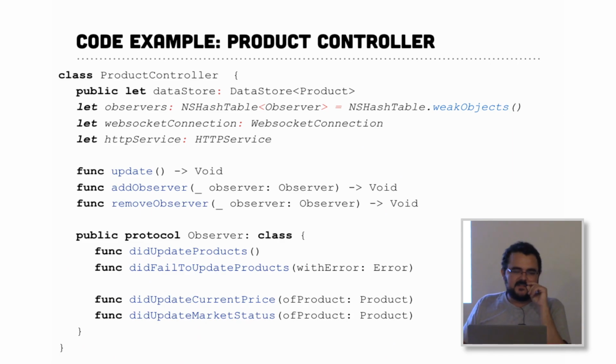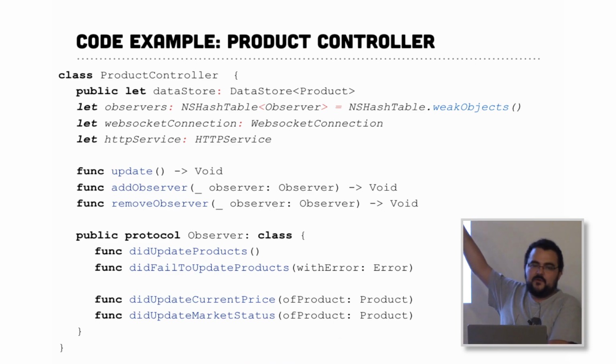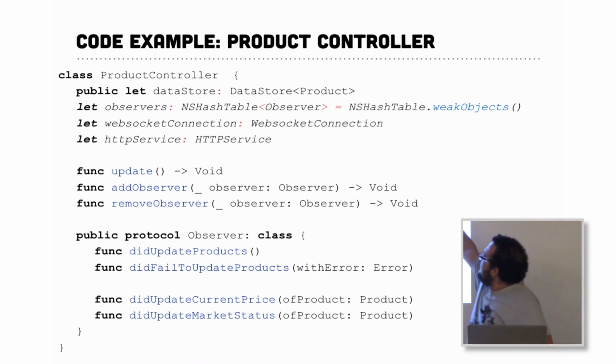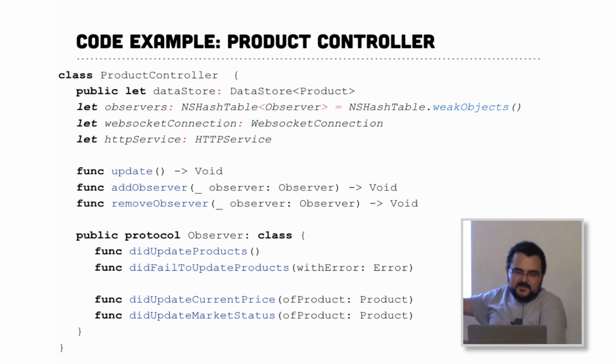So this is just an example of a product controller. Again, like I said, what we call the domain controllers are composed of several other classes. But this is an example of one entry point that might be used by a view controller. So it has a data store, which is the centralized point for accessing data. And these three, they are actually private, but I didn't want to write it so it would make the font smaller. It would go two lines.